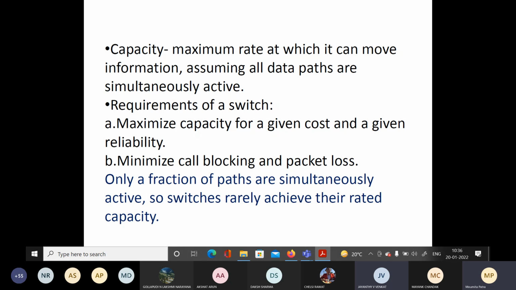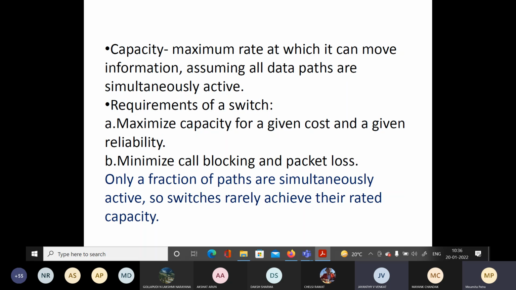I'm sure you all know about packet loss, but call blocking may be a very new term. We will study about call blocking in the next modules, but let me give you a very small idea about what call blocking is. Suppose let us think about the telephone network itself.